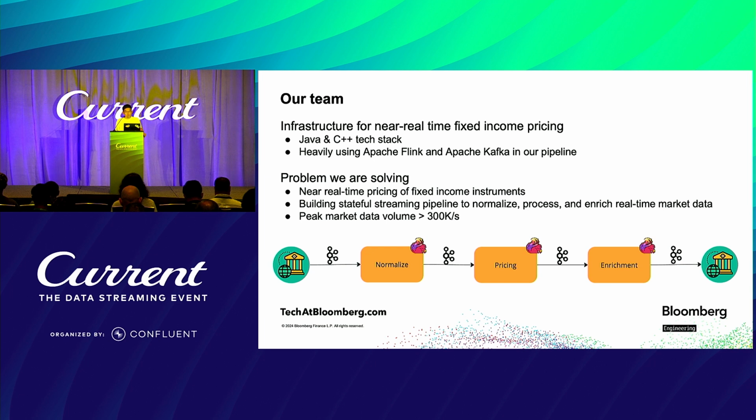The peak market data volume that we're dealing with in this pipeline is often more than 300,000 ticks per second. Within this pipeline, we're using Kafka topics to connect different components, as well as to interact with our upstream and downstream teams. Most of the components are Apache Flink applications, with just a couple of exceptions being C++ applications. Today I'm going to talk about some experience that we learned from developing and maintaining this pipeline in our production environment.